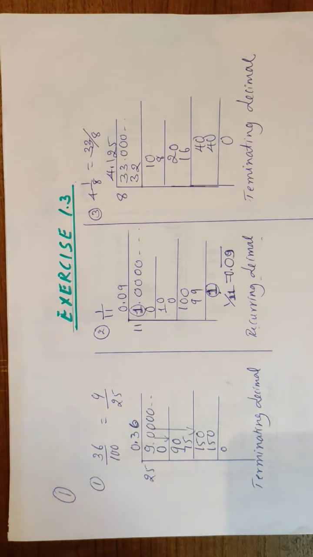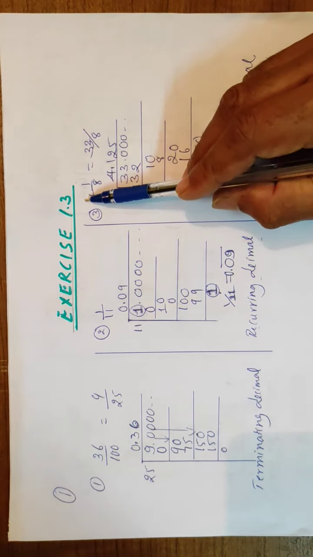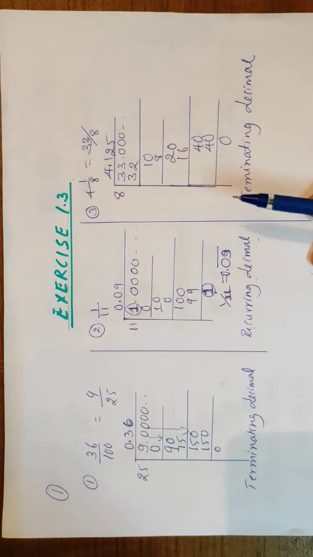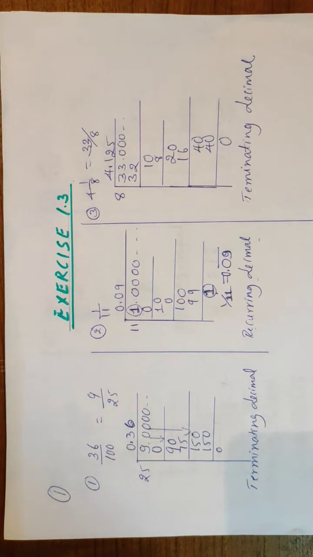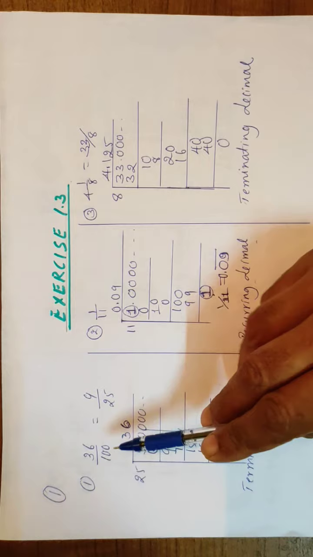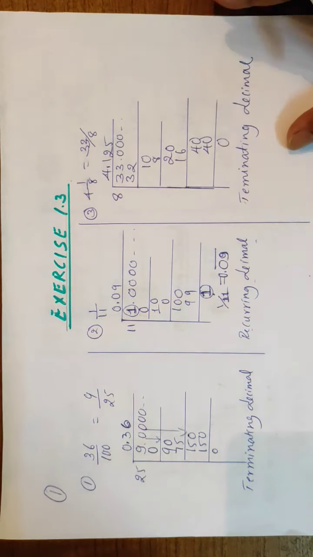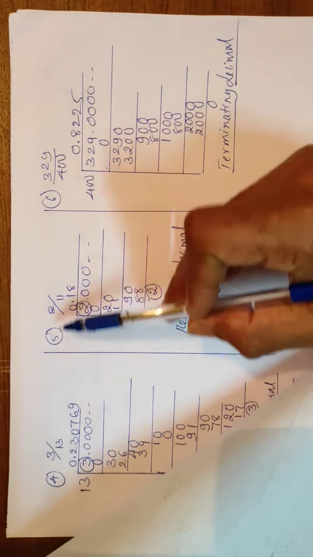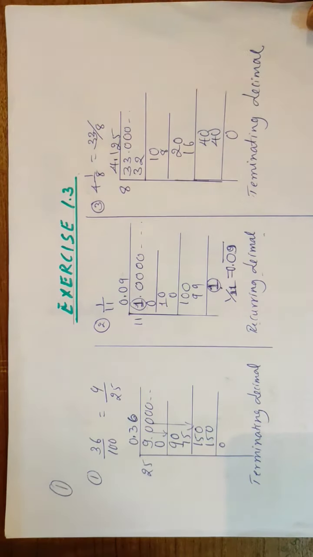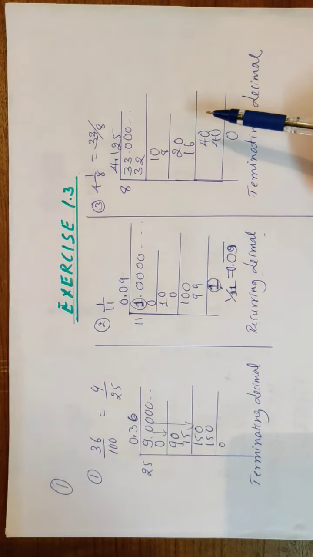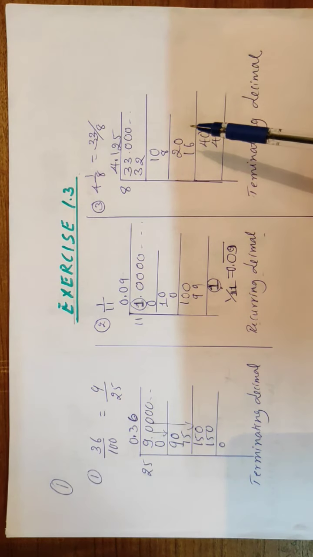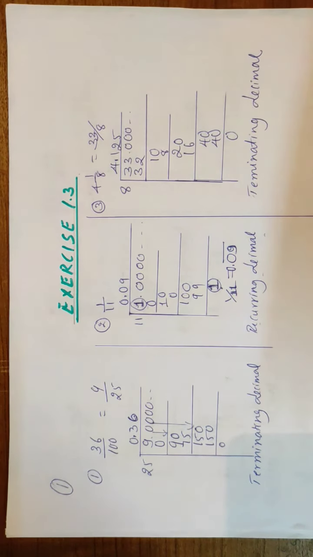Today let us discuss the problems which are given in exercise 1.3. In the first question, 6 rational numbers are given in the form of p by q, and you are asked to find out what kind of decimal expansion each has.